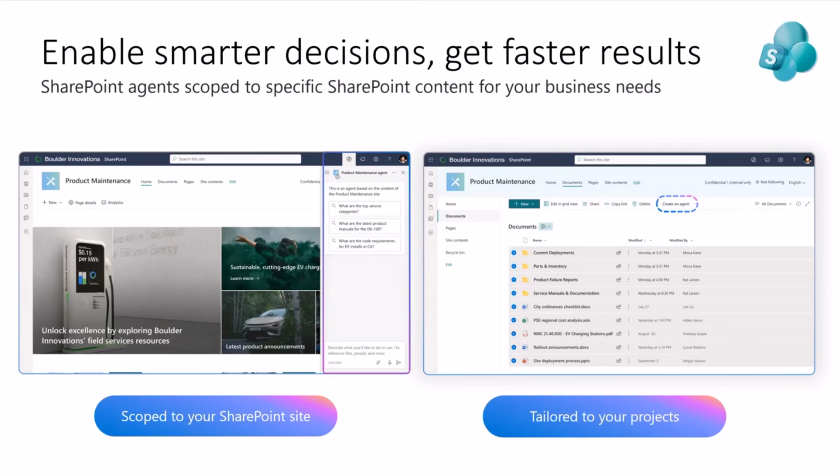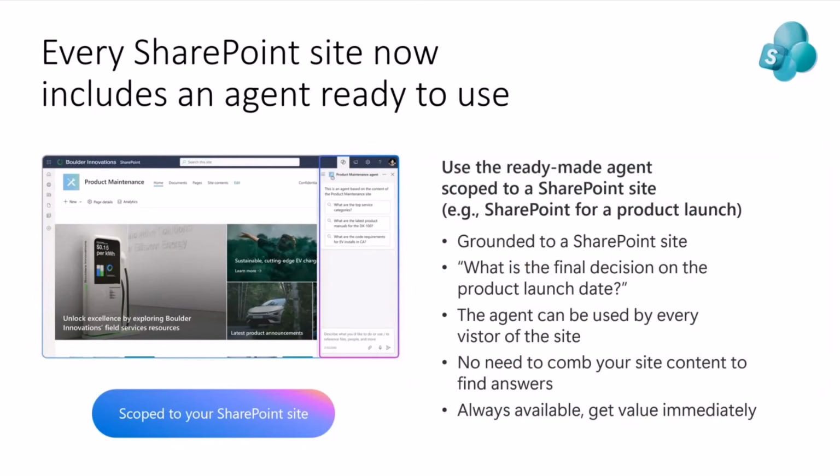Good. So, recapping these two different options, every single SharePoint site includes an agent ready to use. Nowadays, after 2 weeks ago, we're calling this the knowledge agent, which is the out-of-the-box SharePoint agent. It is grounded on the SharePoint site. Basically, all the information within the site is the grounding source. So when you're asking questions, it will answer based on the files and content within that site. It can be used by every visitor of the site, and it's always available, so you can get value immediately. There's always an agent available within your SharePoint site.